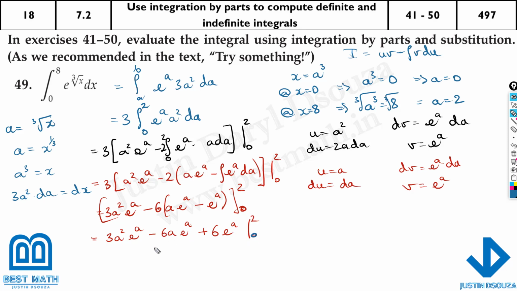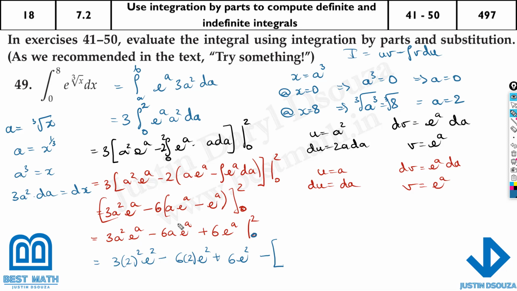So now I'll solve first. First is always the upper limit. Wherever a is there, you should put this 2. So 3 into 2 squared e to the power 2 minus 6 into 2 e to the power 2 plus 6 e to the power 2 minus, now what happens here? Entire this thing is minus. The sign actually changes. Some of them don't put this bracket and all. They just write this sign change. Minus the lower limit. This minus will become plus and this minus.